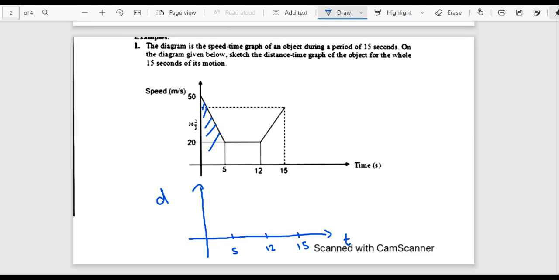In the first 5 seconds, how much distance is traveled? In the first 5 seconds, 175. Okay, and what about the next 7 seconds? 140. Okay, so it's 140, and then you split it up into another triangle and square. So you do 20 times 3 to get you 60.